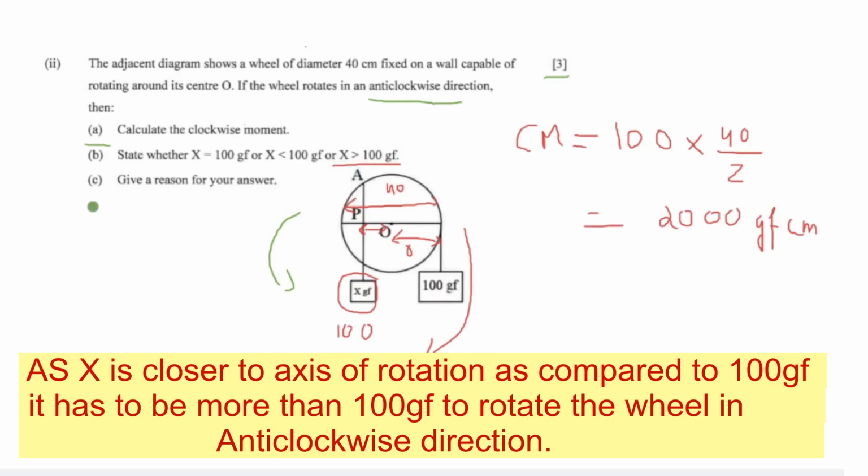So next they're asking you to give reason for your answer. So you can just say that as X is closer to O as compared to 100 gram force, to rotate the wheel in anticlockwise direction, it has to be more so that its product with the distance is more than your 2000 gram force.